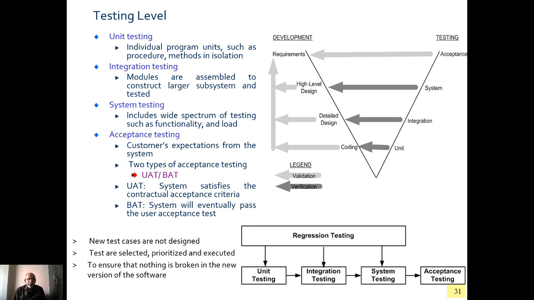There are two types of acceptance testing: one is UAT and another one is BAT. UAT, that is user acceptance testing, satisfies the contractual acceptance criteria. BAT ensures the system will eventually pass the user acceptance test. This should be done in line with regression testing. Regression testing in simple terms is a capture and replay kind of test.